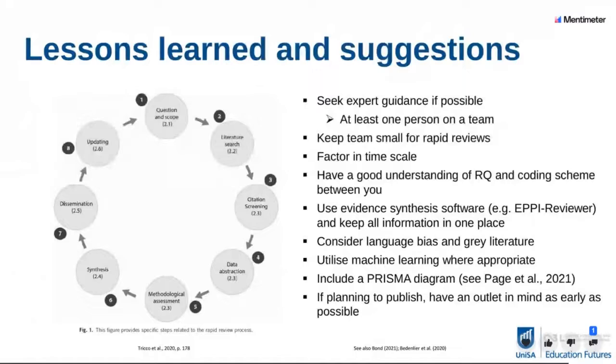And speaking of time, you need to be aware, rapid reviews don't take as long. You're looking at 1 to 3 months, depending on your scope. If you're doing a full systematic review, we saw that it can be from 4 months up to how long is a piece of string.